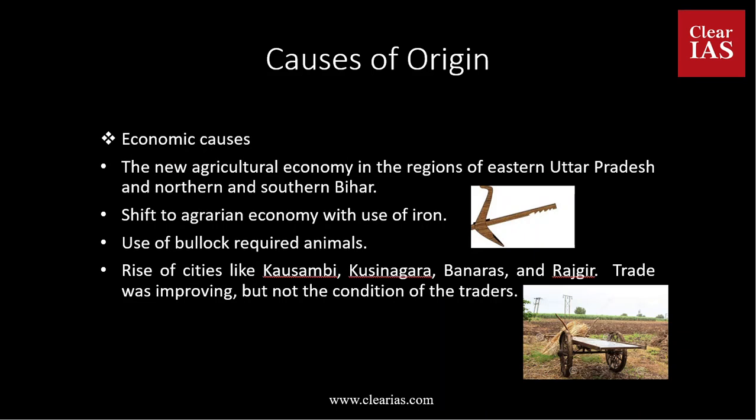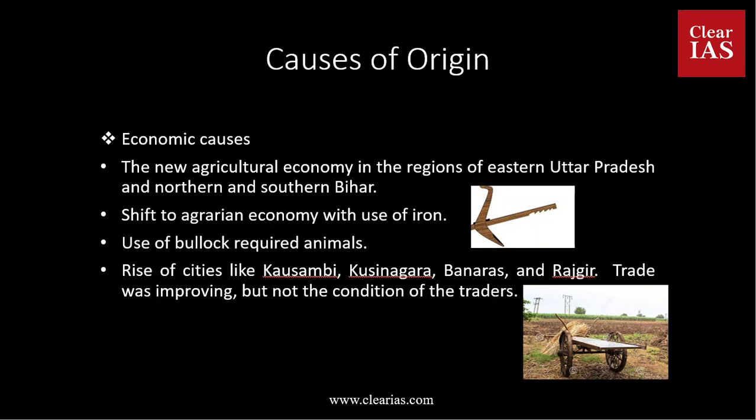Now, when we speak of further causes, there are economic causes as well. For example, the new agricultural economy in the regions of Uttar Pradesh and northern and southern Bihar was gaining prominence. So, when economy was changing, it was also having its impact on the social domain at that point of time.